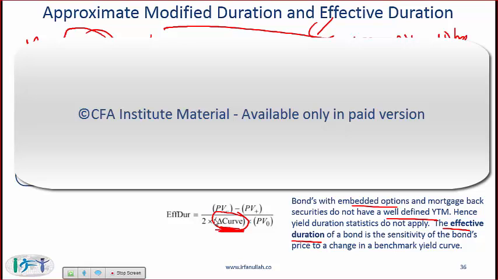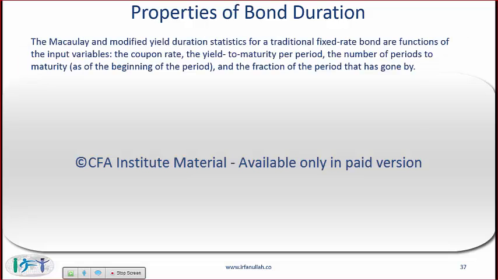From a testability perspective, if you get something that says that you need to find the duration of a bond with embedded options like a callable bond or putable bond, then do you use yield duration or curve duration? Curve duration. Then you use curve duration. That is the key point. Okay, now this is also important, properties of bond duration.